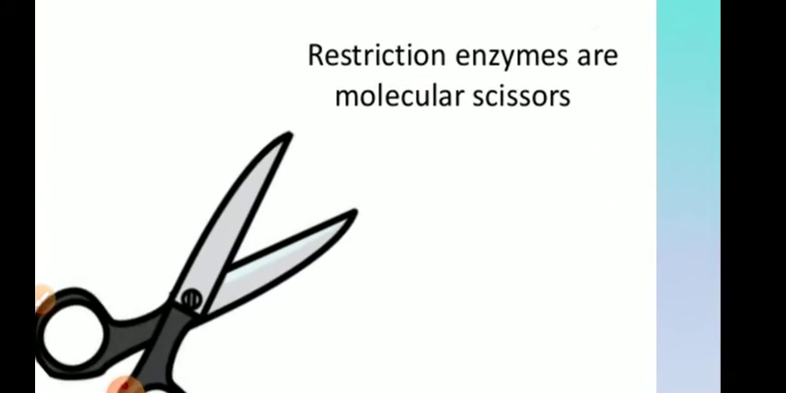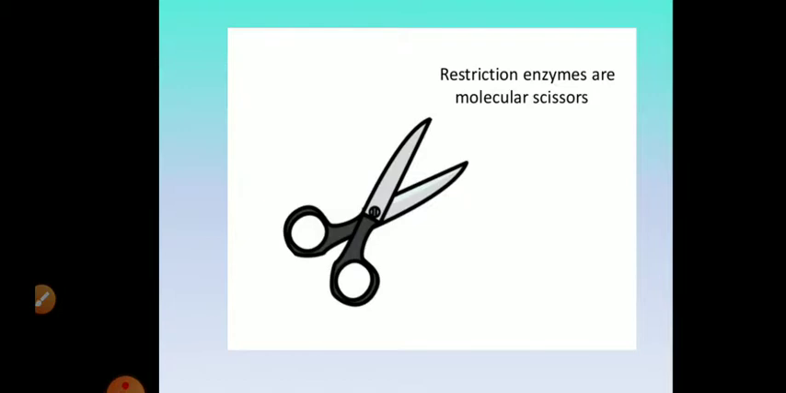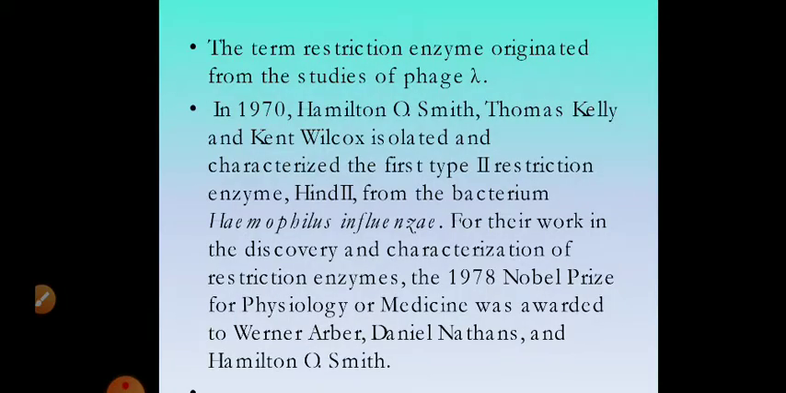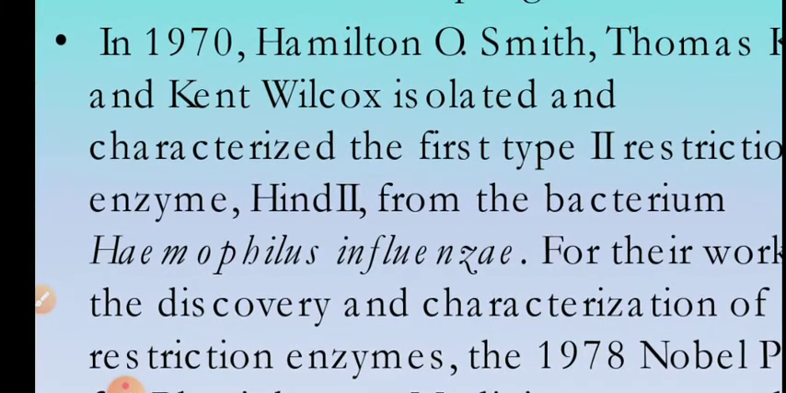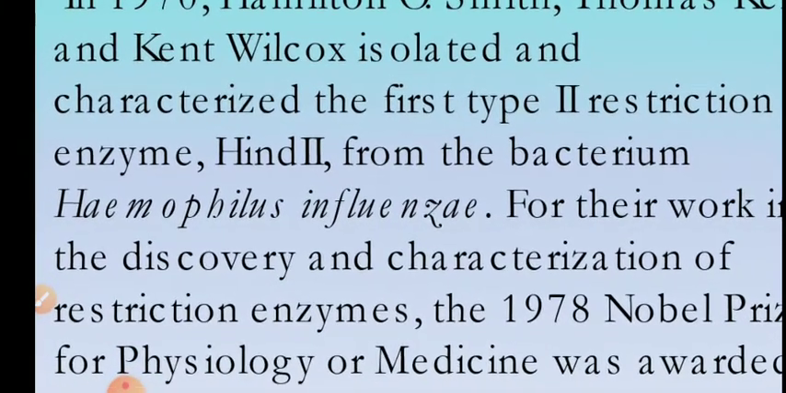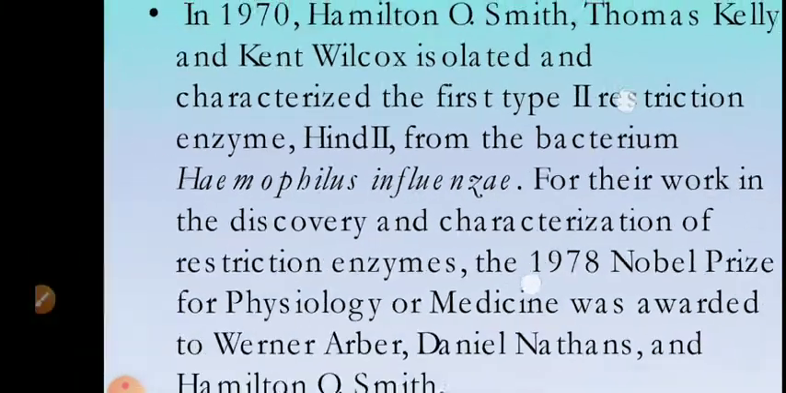So what are restriction enzymes? They are called molecular scissors because they cut the DNA. Now, the term restriction enzyme originated basically from the studies of lambda phage, a phage which attacks E. coli. In 1970, Hamilton Smith, Thomas Kelly and Kent Wilcox isolated and characterized the first type 2 restriction enzyme, HindII, from the bacterium Haemophilus influenzae.